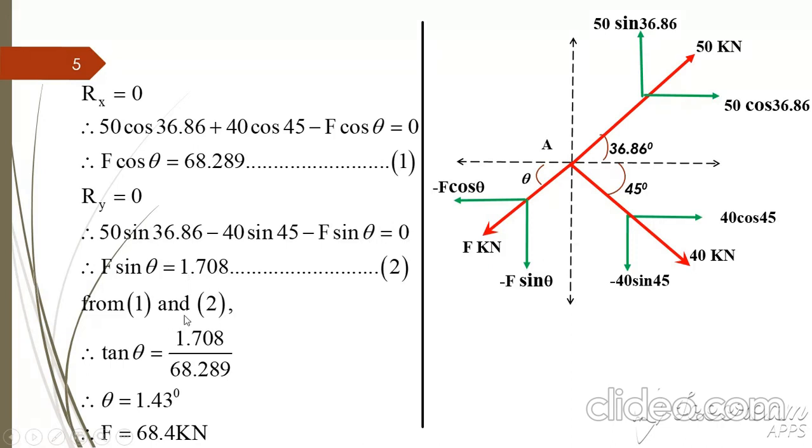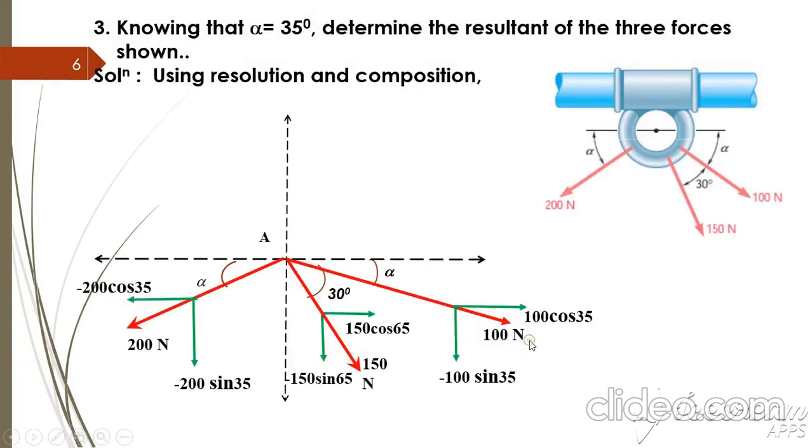So from equations 1 and 2, taking the ratio of the second to the first, sin upon cos, F gets cancelled, so tan theta is equal to 1.708 divided by 68.289, so theta will be 1.43 degree. Substituting the value of theta in either equation 1 or equation 2, we get the value of F equal to 68.4 kilonewton.